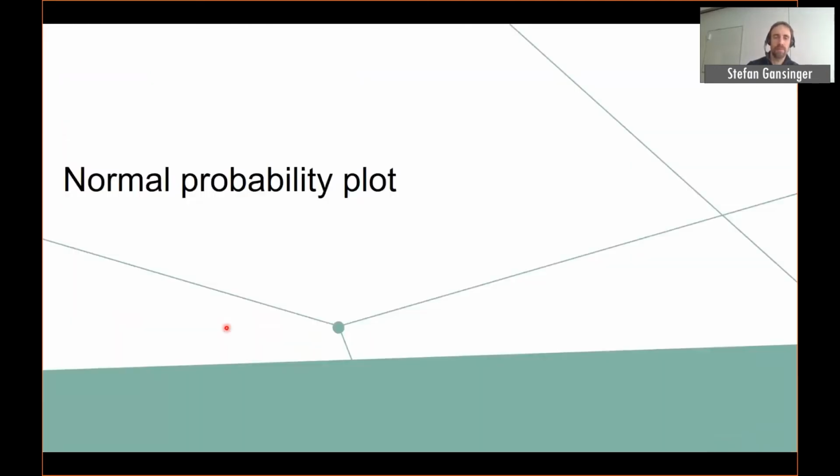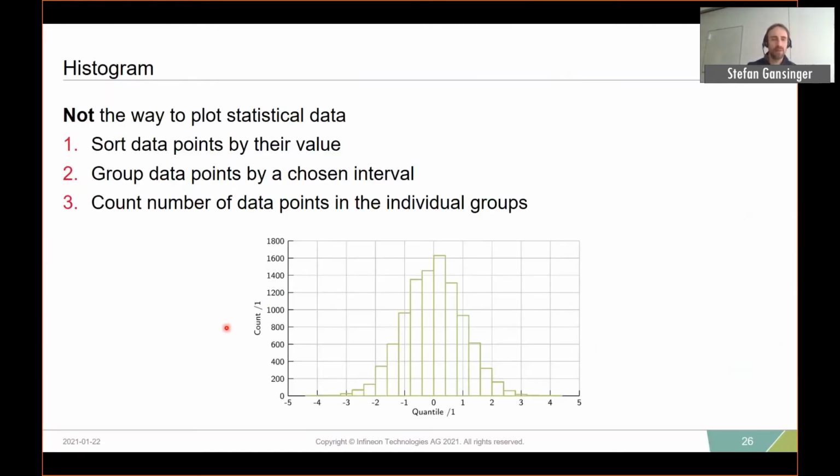Let's start with the normal probability plot. Before I show you the normal probability plot, I show you another plot, the so-called histogram. This is typically quite well known. And if you understand how this is generated, it's also easier to understand how the quantile or normal probability plot is generated. But I already said that this type of plot is not well suited to show statistical data. You will see in a minute why.